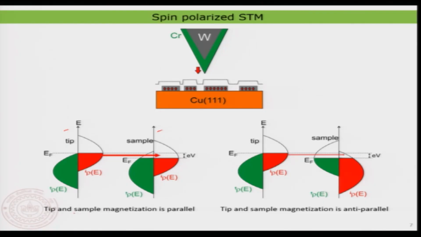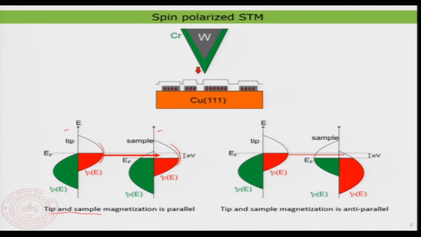So, in this case here, when the tip and the sample magnetization are parallel, what is actually happening is that there is a strong overlap of the spin density, you can see here. Here I am just indicating this as the down or the minority charge carrier. They have a very strong overlap, and their densities are overlapping strongly. Therefore, I am expecting a very strong current in this case.